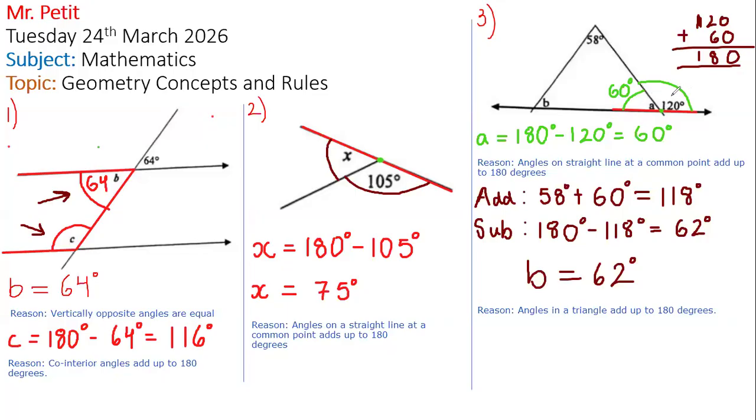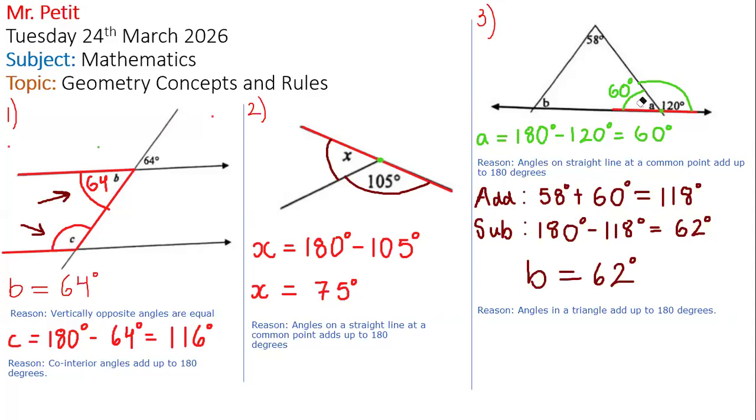So if you know that one is 120, what should the other one be to add up to 180 degrees? 60. So that's how we got 60. Because all we have to do is subtract to get the missing angle. And we subtract from 180. 180 minus 120 will give us 60. Do you understand that? Good.